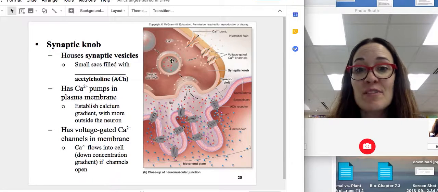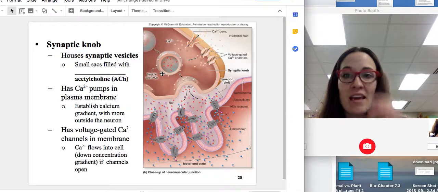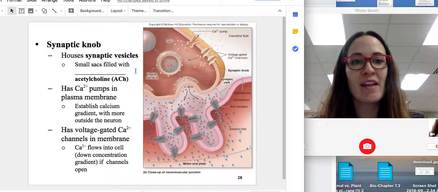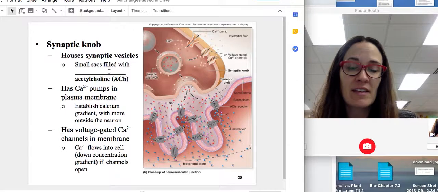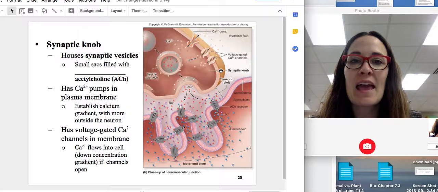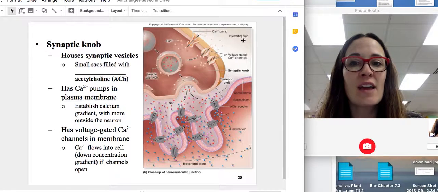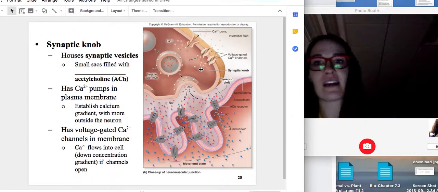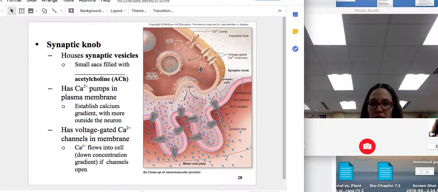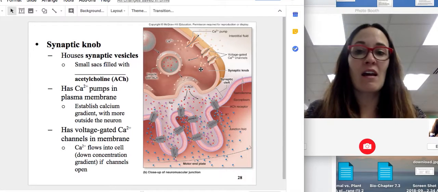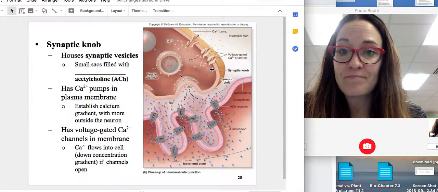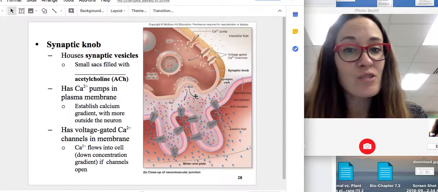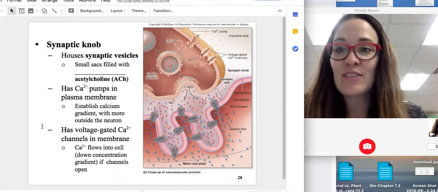Within the synaptic knob, there's these vesicles called synaptic vesicles, and they're filled with the neurotransmitter in the blank there, called acetylcholine, and abbreviated ACH. And you can see over here in the picture, when calcium pumps in, when the message gets to the end of the neuron, that changes the electrical environment, and that's going to cause the vesicles to release the acetylcholine into the synaptic cleft.